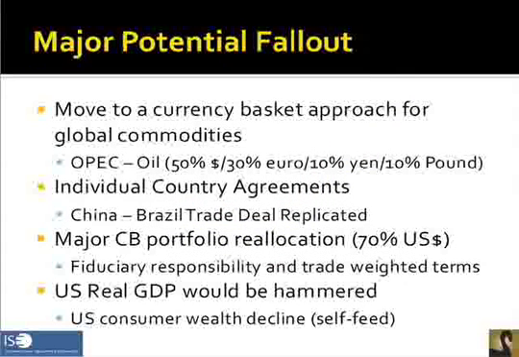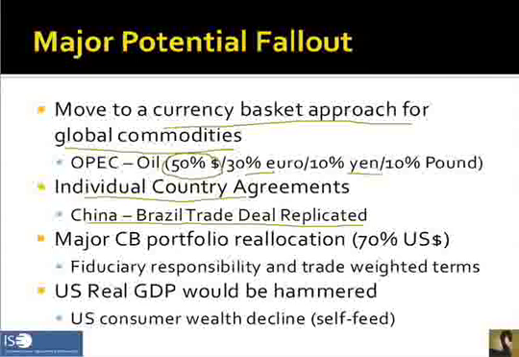So some of the major fallouts of this concern over reserve currency status, as I said, we could see a basket approach for global economies, something like OPEC pricing oil at 50% dollars, 30% euro, 10% yen. If that's the case, the reality is then 50% less U.S. dollars need to be held out there. It'd be quite a hit if we saw that. We're starting to see some individual country agreements, like China and Brazil doing a trade deal where Brazil can buy goods using the Chinese currency instead of U.S. dollars on the deal. China's trying to replicate this type of scenario with other countries out there.